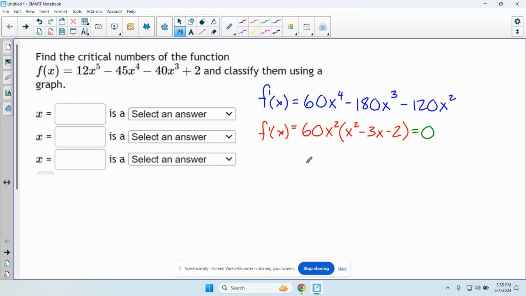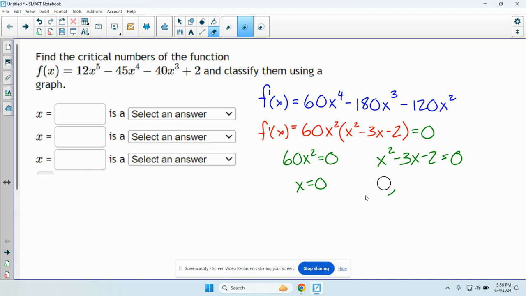So I have two factors. I can set the first one equal to 0: 60x squared equals 0, so x equals 0. Or I can set the second factor equal to 0: x squared minus 3x minus 2 equals 0. Let's factor this. Oh, we can't factor this, can we? Because this is a negative, we can't write this as negative 2 and positive 1.